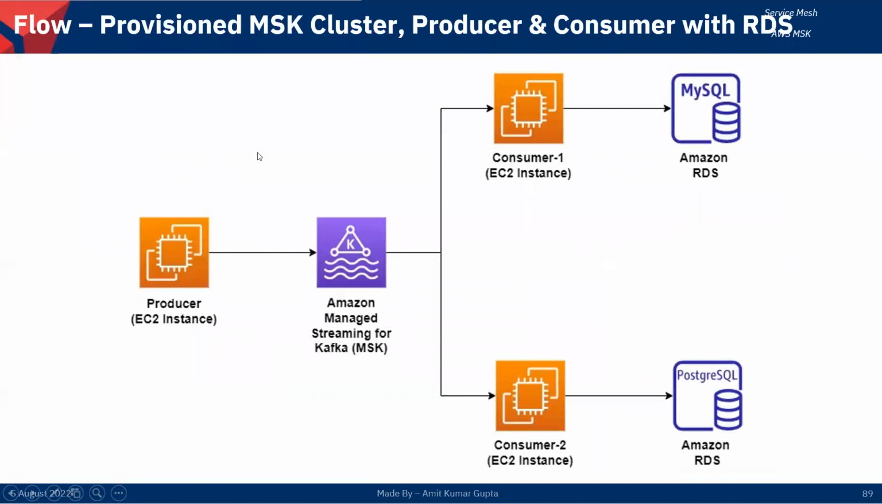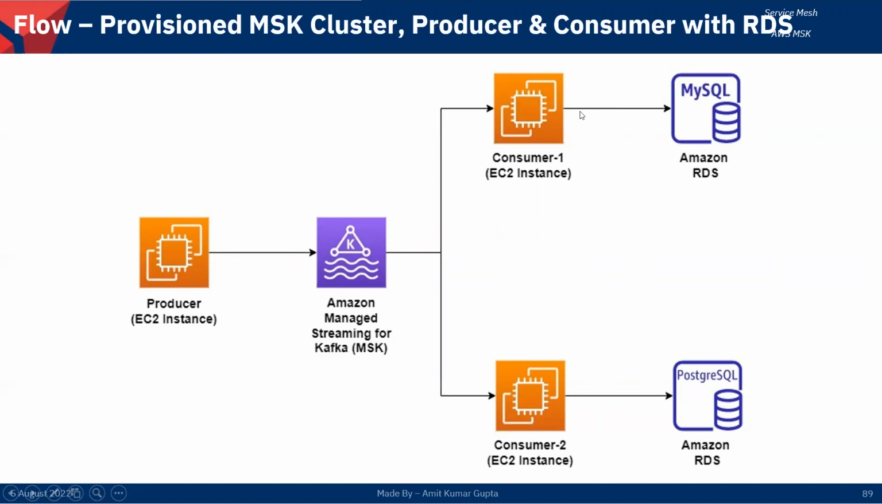Yeah, this is the flow. It will create three EC2 instances, one, two, and three here. One is the producer, which takes the input from the CSV file and sends it to Kafka MSK. After that, the consumer pulls those messages from Kafka and inserts them into MySQL. In the same way, this EC2 instance will pull the messages from Kafka and push them to the RDS. This is Postgres. So this is two cases.